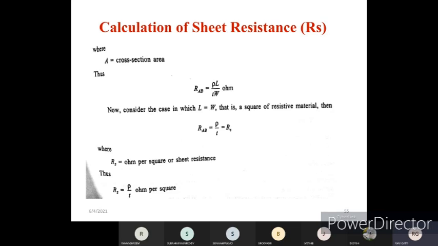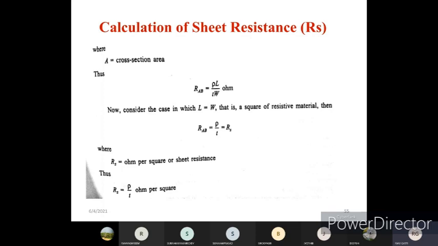If I do that, R_AB is rho L divided by T into W. So the resistance between the two ends of the sheet material, for the sheet semiconductor, is rho L divided by T into W ohms. Now, if the length and width of the sheet material are the same, meaning a square shape, then L equals W, and the square type of resistance we call sheet resistance.